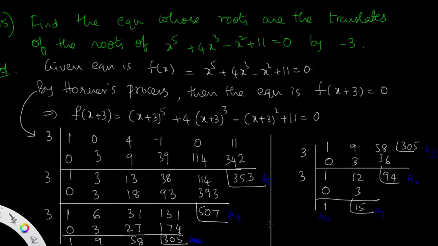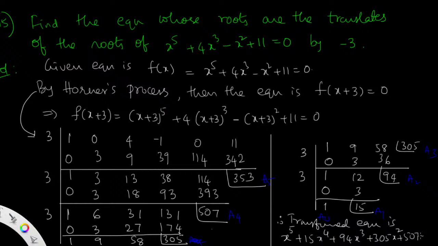Therefore the transformed equation, starting with A0, is x to the power of 5, the highest term in the question is 5, and here you also get 5, plus 15 into x to the power of 4, plus 94 into x cube, plus 305 into x square, plus 507 into x, plus 353 equal to 0. This is the required equation. This is the method known as Horner's process.